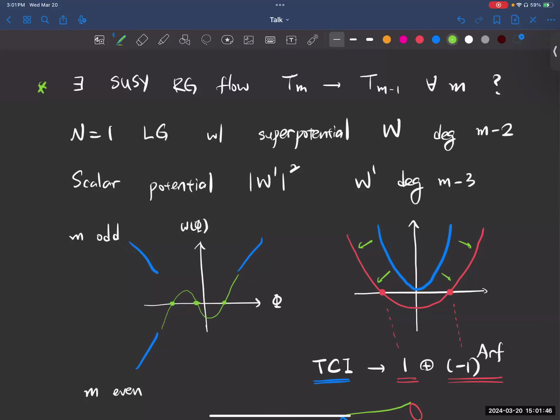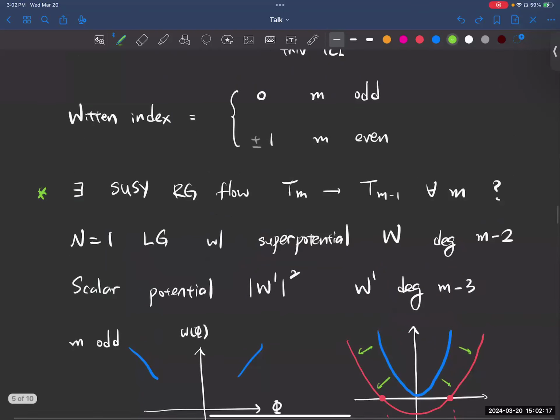You can easily convince yourself that the sum of these things is a topological invariant. It doesn't matter how you wiggle this green curve. If you start here and you want to go down here, then the net result is one net crossing, so the Witten index will be 1. Whereas if you're in the m-odd case, then it's easy to see that you cross an even number of times with opposite parities, where the parities pair up, so you get 0. So that's how you see this.